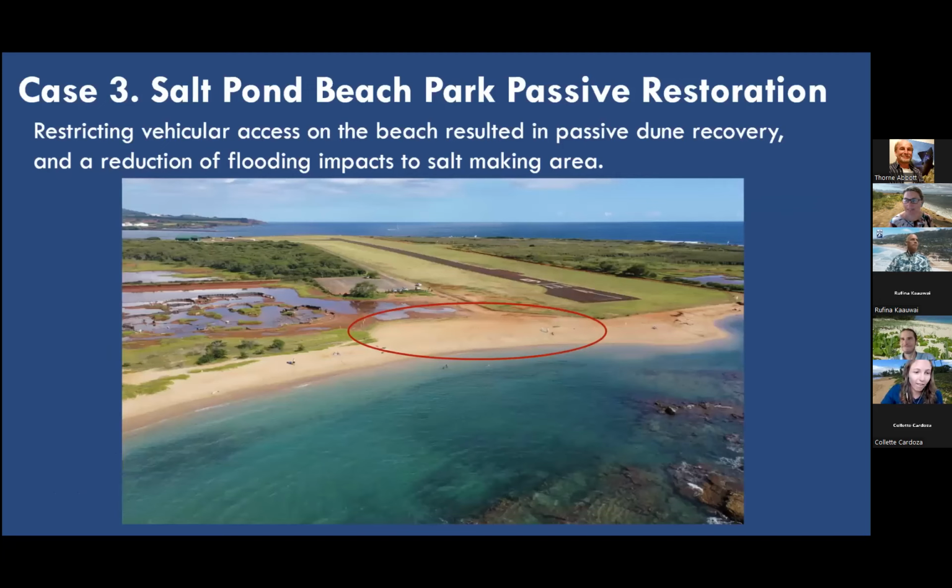Hi, everyone. This is Ruby over here on Kauai. I'll try to go through this case quickly. We want to have plenty of time for your questions at the end.